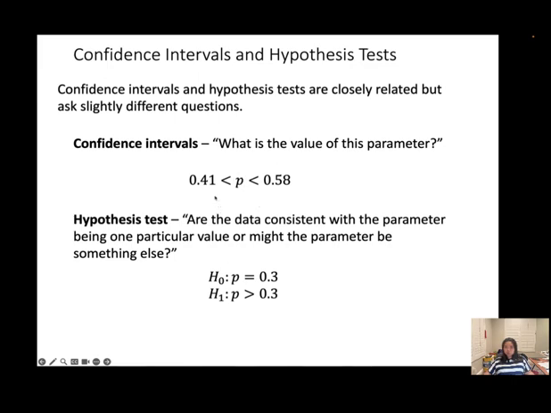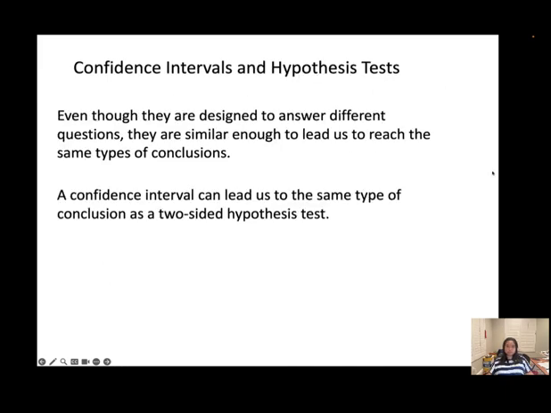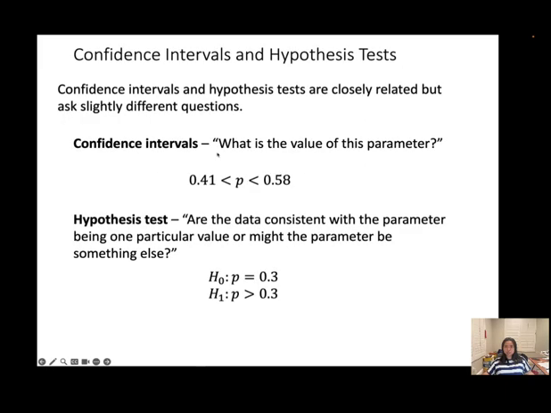So with the same question and same data, I will reject the null hypothesis and believe the alternate hypothesis is true, because a population proportion greater than 30% is within this confidence interval. Okay, let's do an example later to explain these two. Even though they are designed to answer different questions, they are similar enough to lead us to the same types of conclusions. This is what I just said.